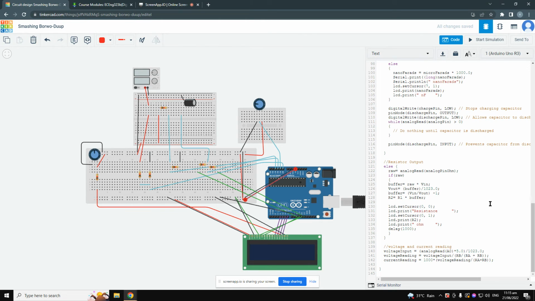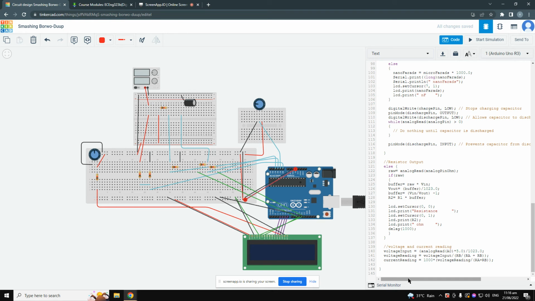Now let's go to the resistor output. Else, raw equals analogRead analogPinOhm, if raw, buffer equals raw times Vin, and Vout equals buffer divided by 1023. Buffer equals Vin divided by Vout times minus 1. So R2 equals R1 times the buffer. lcd.setCursor 0, 0, lcd.print resistance. lcd.setCursor 0, 1, lcd.print R2, lcd.print ohm, delay 1000 milliseconds.